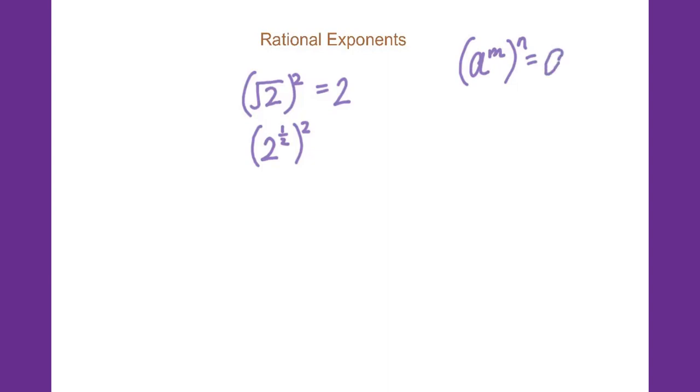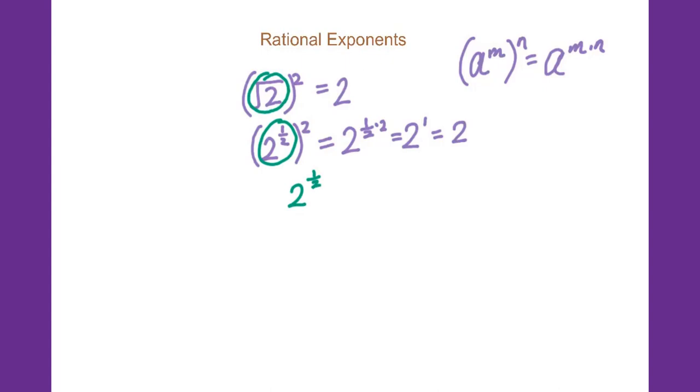That is m times n. So if I have 2 to the 1/2 power squared, then you will get 2 to the 1/2 times 2 equals 2 to the first power. That equals 2. Therefore, these two should be equal to each other. I could say 2 to the 1/2 power equals the square root of 2.